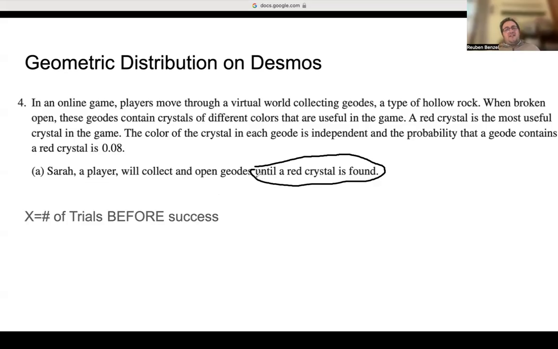But what's different is instead of a set number of trials, we're looking for the number of trials before a success. So perhaps a good buzzword is this word "until." If you see the word "until," that probably means you're going to be going to a geometric distribution on your calculator.